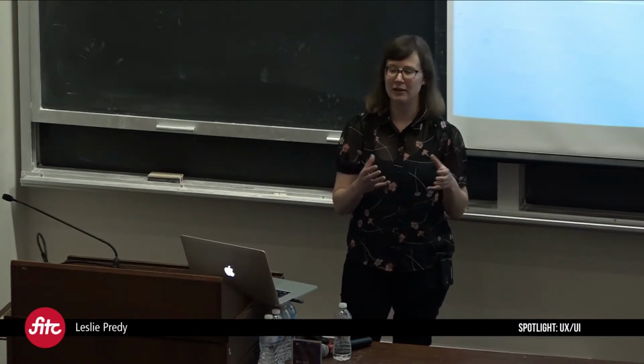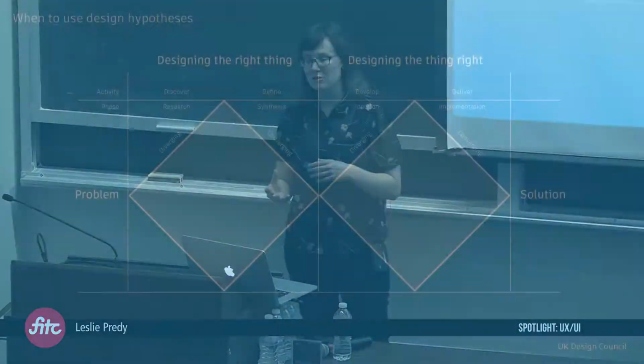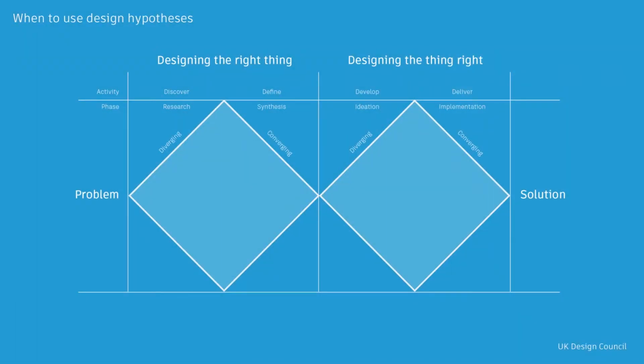And then you narrow down to a problem statement, or you might make a design brief for a client: this is the problem we're going to solve. That's designing the right thing. Then the second diamond is, sorry, I got that backwards, you guys. Are you designing the right thing? That's the problem. Then you go into designing the thing right. That's when you're building it.